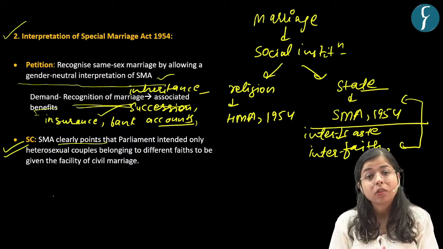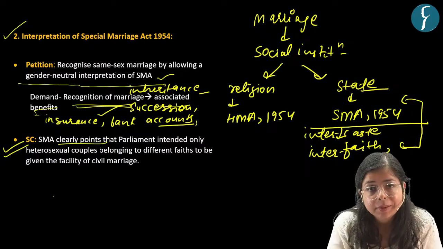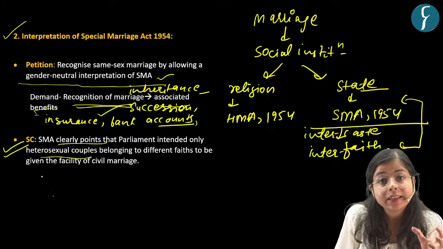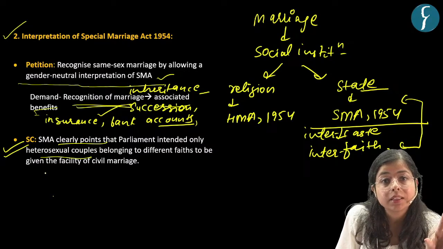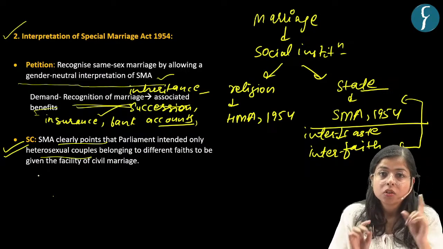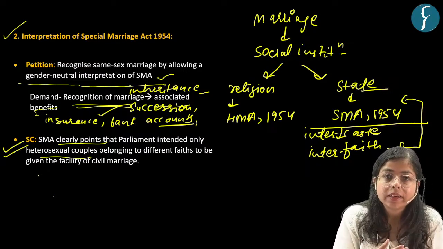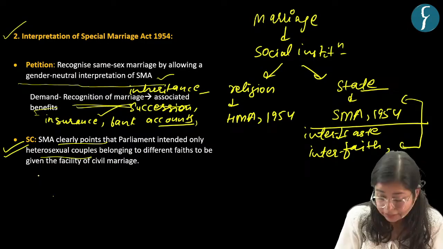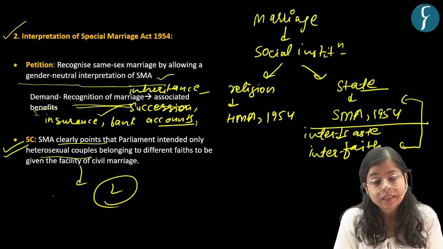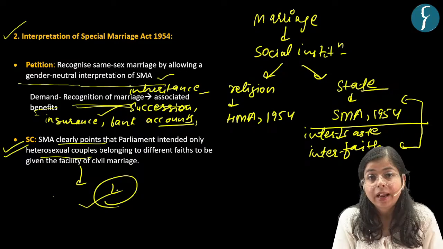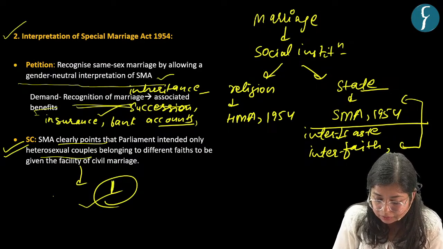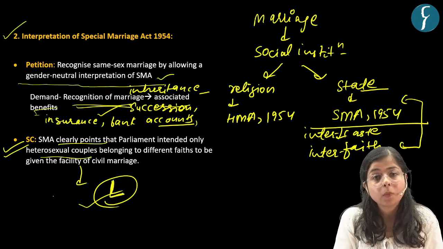Supreme Court clearly pointed out that the Special Marriage Act by the Parliament only mentions heterosexual couples. That is, it gives sanctity to the marriage between heterosexual couples. But this Special Marriage Act does not say anything about homosexual couples, right? So the Supreme Court said that it is the prerogative of the legislature. Interpretation of the Special Marriage Act is the prerogative of the legislature, and at this point of time the Supreme Court doesn't want to do this, and clearly says that this is in the domain of the legislature, right?